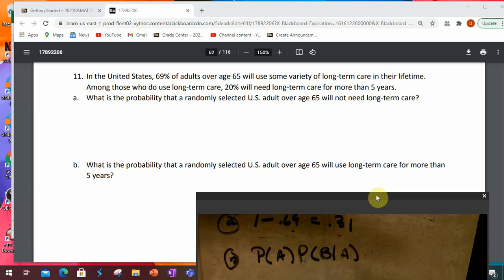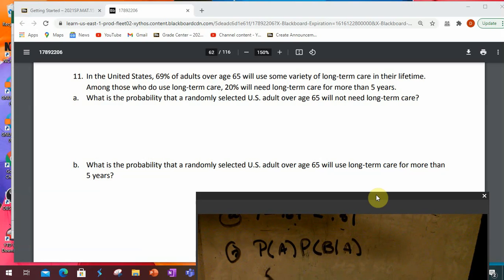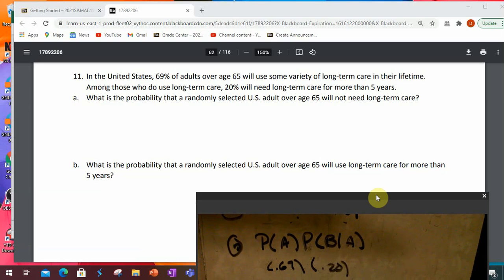So this is the 20%. So this is just the 0.69, 69% of the adults, times the 20% that's going to be longer than that. So this is the probability of A, and they need long-term care over 5 years, more than 5 years. That's what that looks like. So this probability is just 0.138.